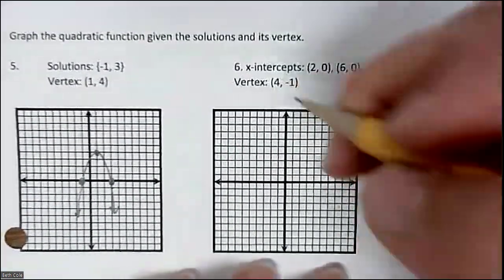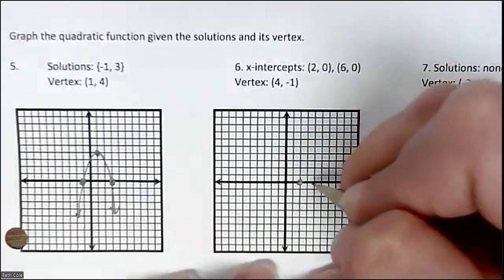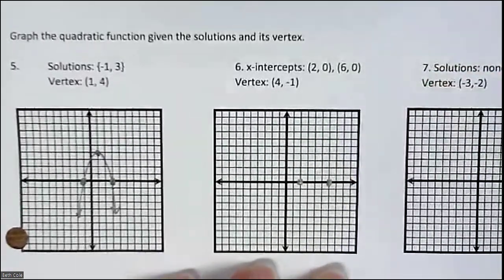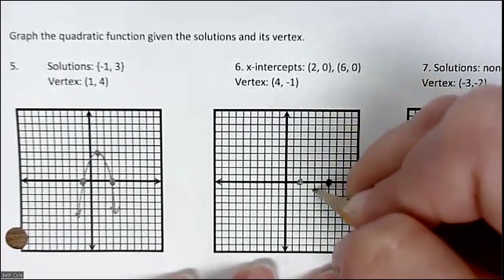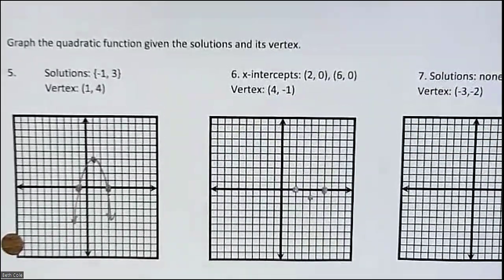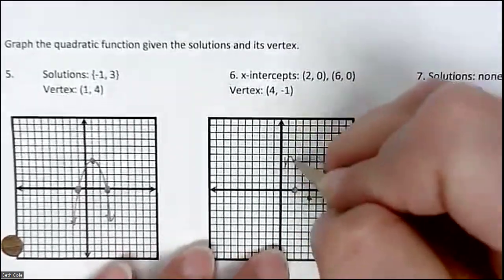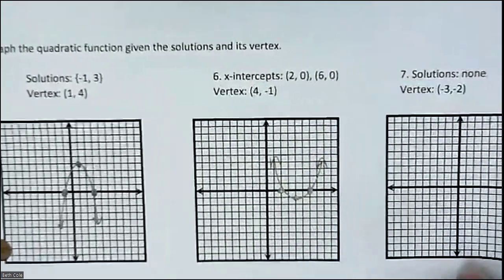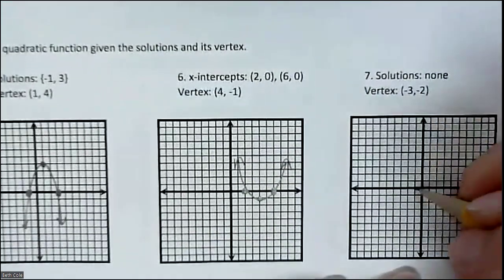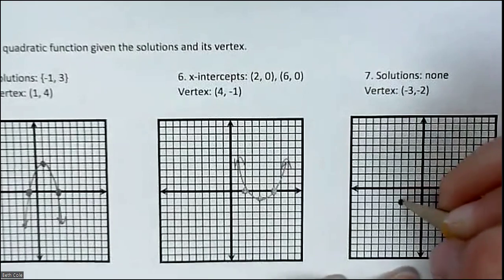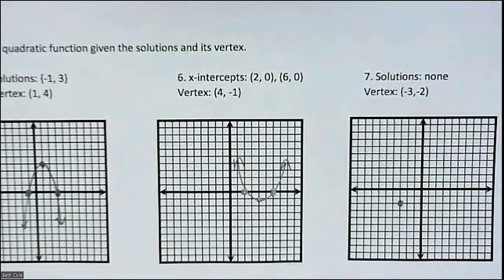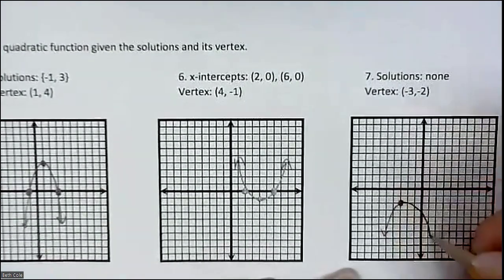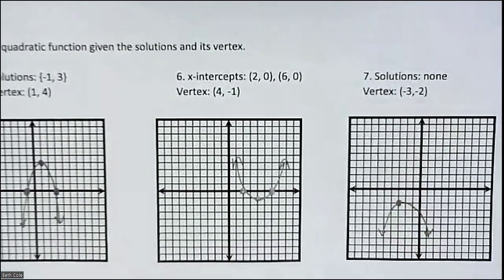All right. X-intercepts, we have 2, 0 right there, and 6, 0. Vertex is 4, -1. Will this one face upwards or downwards? Upwards. When you connect them, you're going to go up. All right, and then the last one, vertex is -3, -2. We do not want any x-intercepts. It says none. So which way does it have to face? It has to go down because if you go up, you're going to run into the x-axis and you don't want to do that. You want none answers.